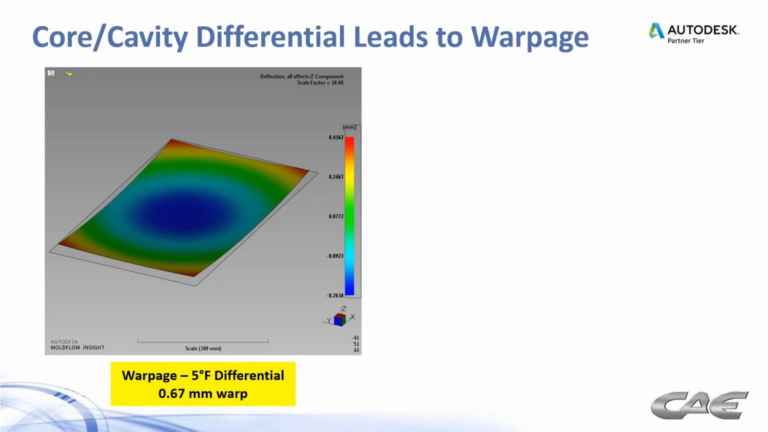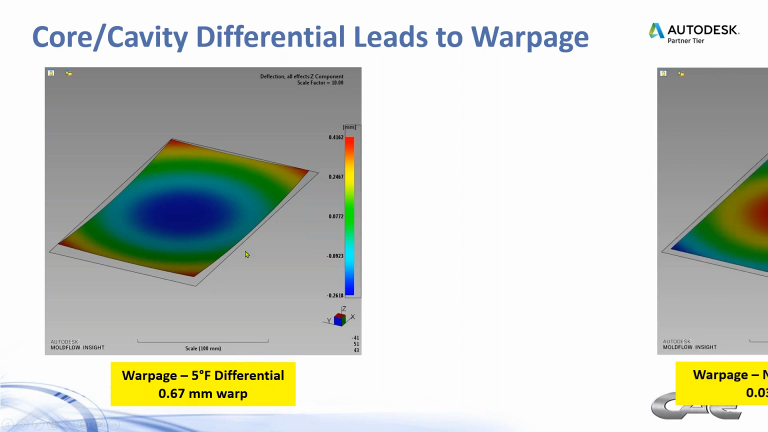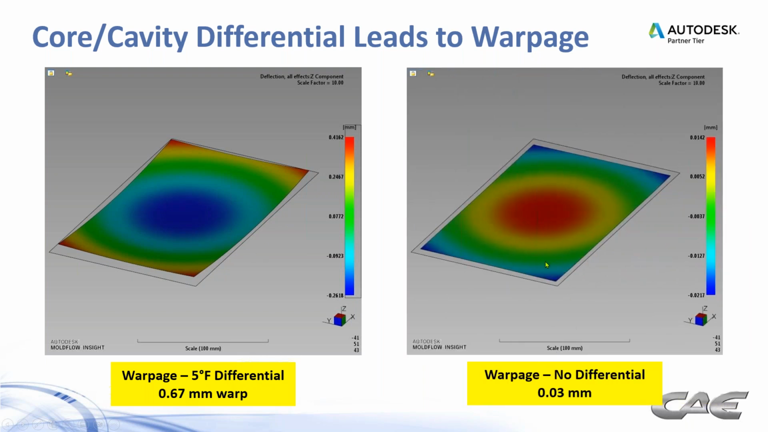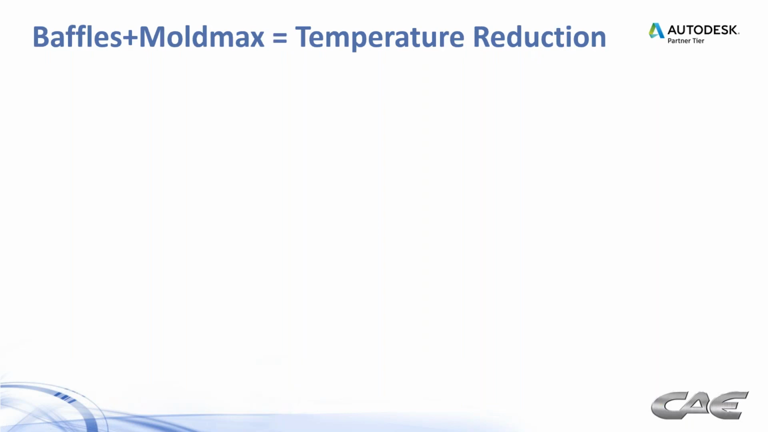Another aspect, of course, is cooling. And we covered this at length in our last webinar, but just wanted to show this again. Just a simple flat plate with a 5-degree temperature differential, which isn't much, produced 2/3 of a millimeter of warp here. And then when we have no differential, of course, it goes down to near zero. So things tend to bend towards the hot side. And when that's the case, we have to figure out a way to improve the cooling to reduce that warpage.